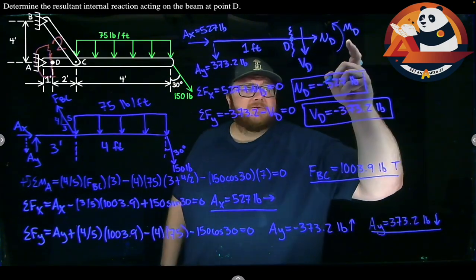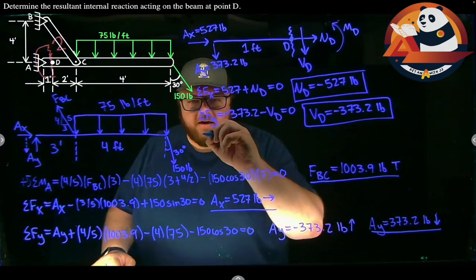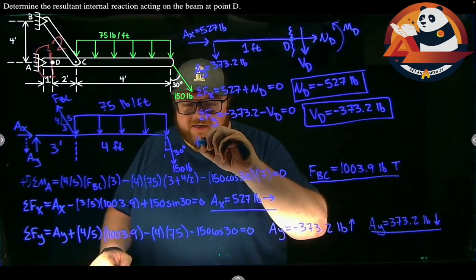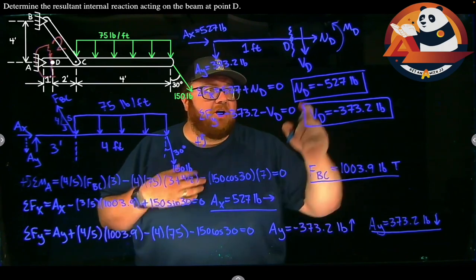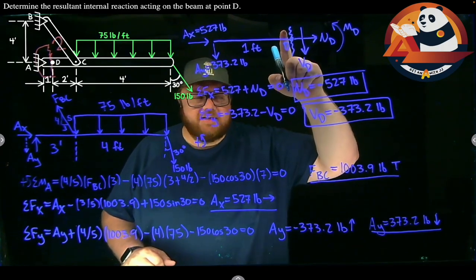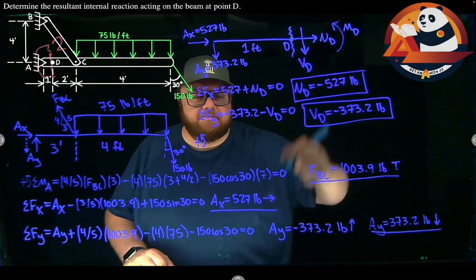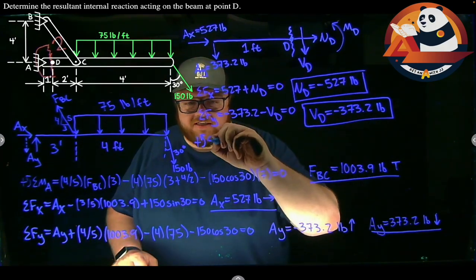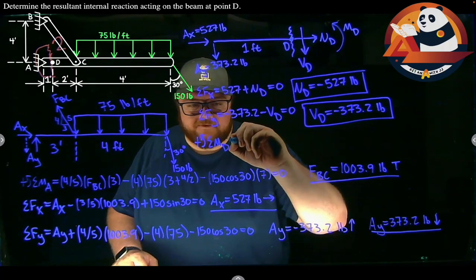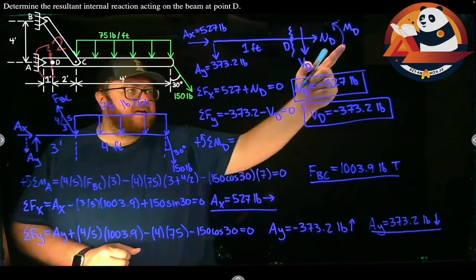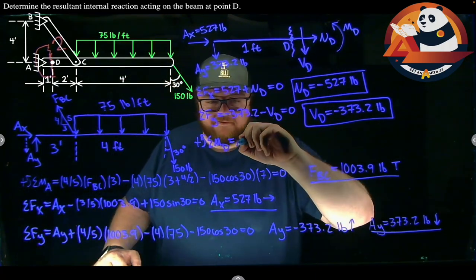And then finally, our last one. What's MD going to be doing here? So I can sum my moments up about any point to check this one. I pretty much always sum my moments at the cut point, because that way if I messed up my shear, I don't propagate that forward into my moment calculations as well. So let's sum our moments there about point D. This is going to get me the unknown that I have, MD.